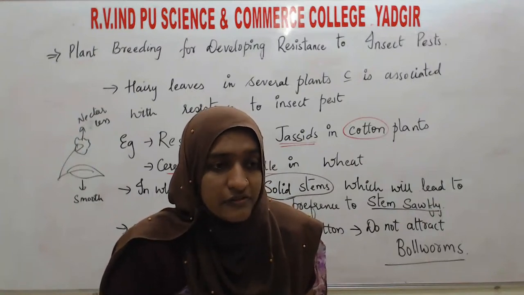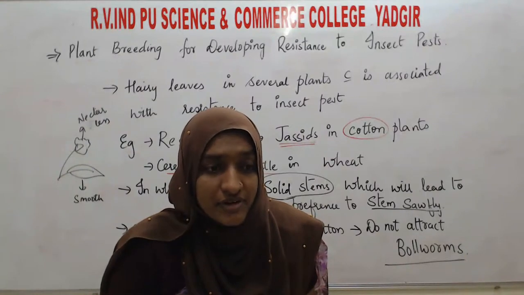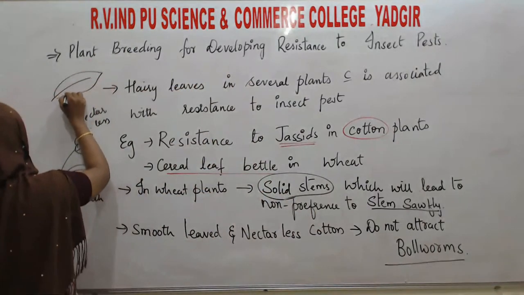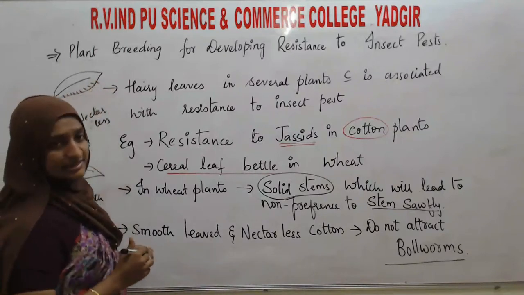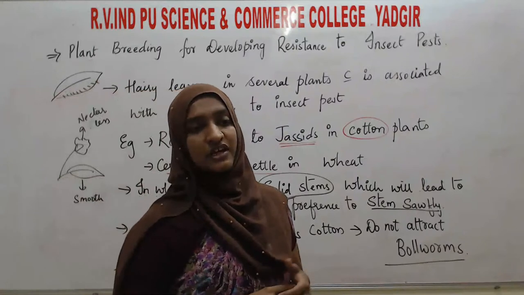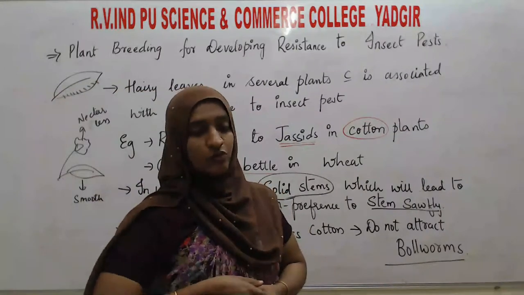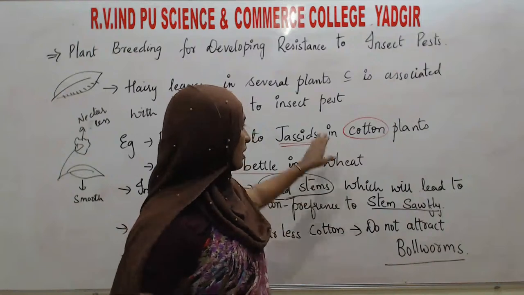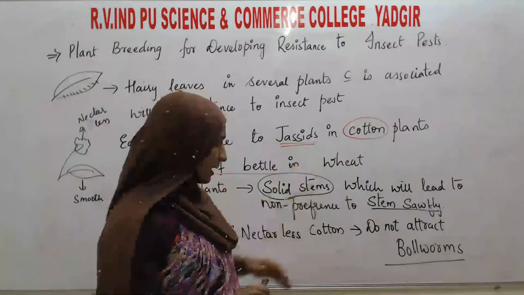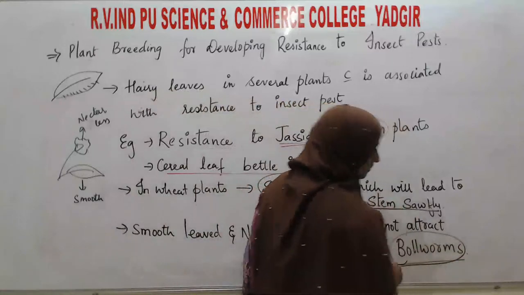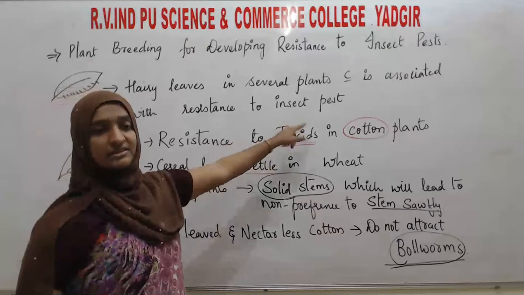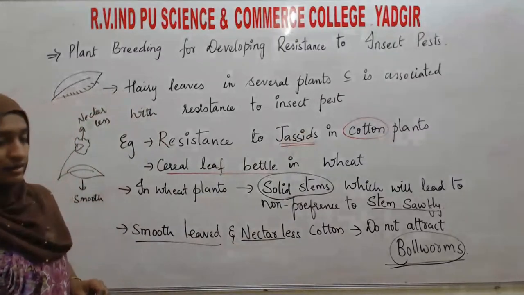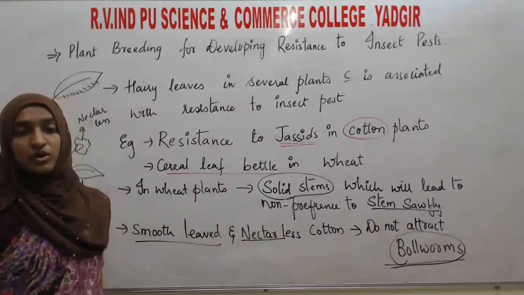Okay, see some examples over here. First is hairy leaves in the sapral plants. On the leaves there is the presence of certain hair-like structures like this. Okay, small small hairs you can see. So hairy leaves in the sapral plant are associated with what? Insect pest. The next example is insect resistance to jassids in cotton plants. This is one insect, and one more is the bollworm in the cotton plant. Here resistance to jassids in cotton plant, and here one physiological character is responsible for resistance to what? Bollworms.